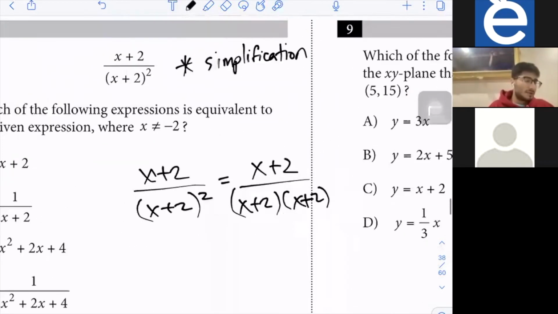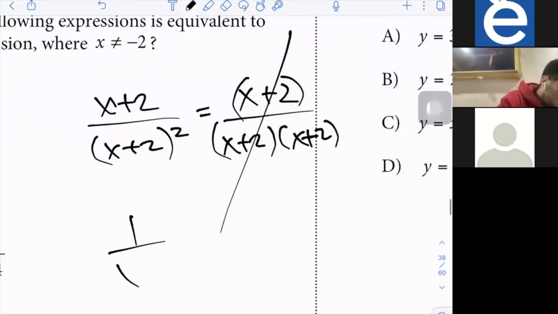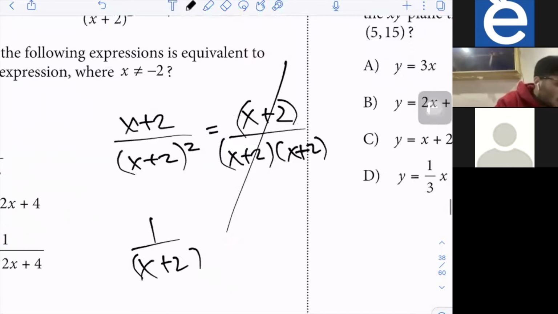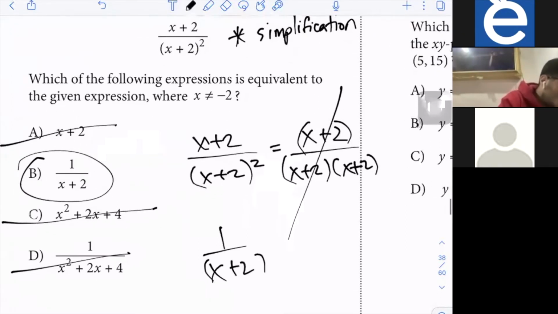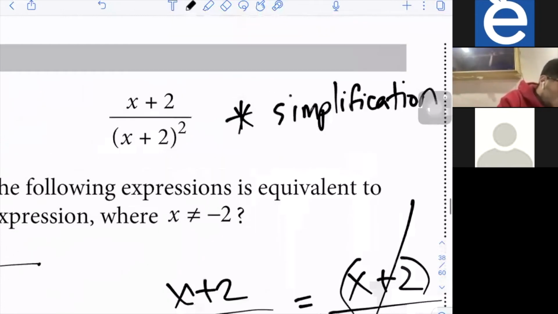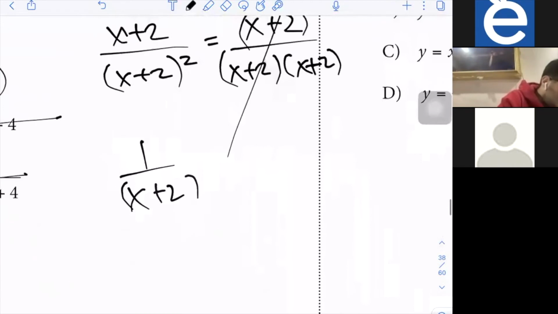So the best way to simplify this would be, since there's one x plus 2 right here, you can cancel out one term on the top, on the numerator, and the denominator. So you're just left with 1 over x plus 2. There's no other way to simplify this, so this should be your answer. And if you look at the answer choices, it's not A. Oh wow, B is our answer. C and D are not the answer. I'll explain how they got x squared plus 2x plus 4. They basically multiplied the x squared out.